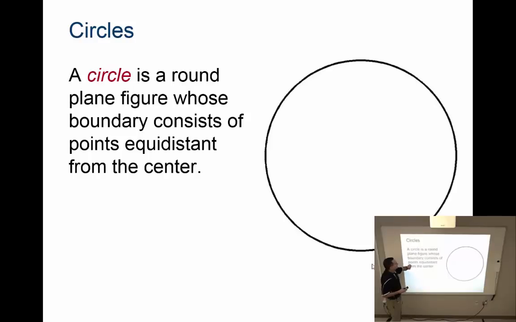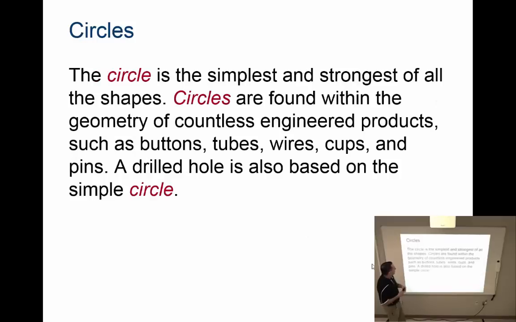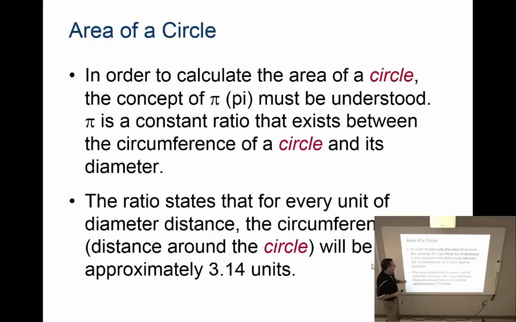Let's start with the circle. It's a round plane whose boundary consists of points equidistant from the center. So for the center point, measuring out to any point along the boundary is the same distance, or our radius is the same at all points. The circle is the simplest and strongest of all shapes. Circles are found within the geometry of countless engineered products, including buttons, tubes, wires, cups, and so on.